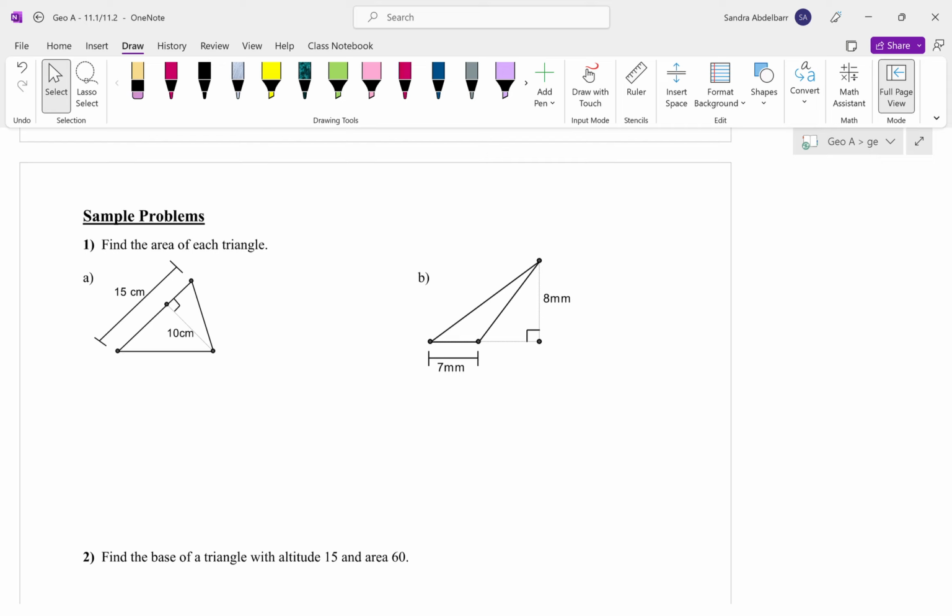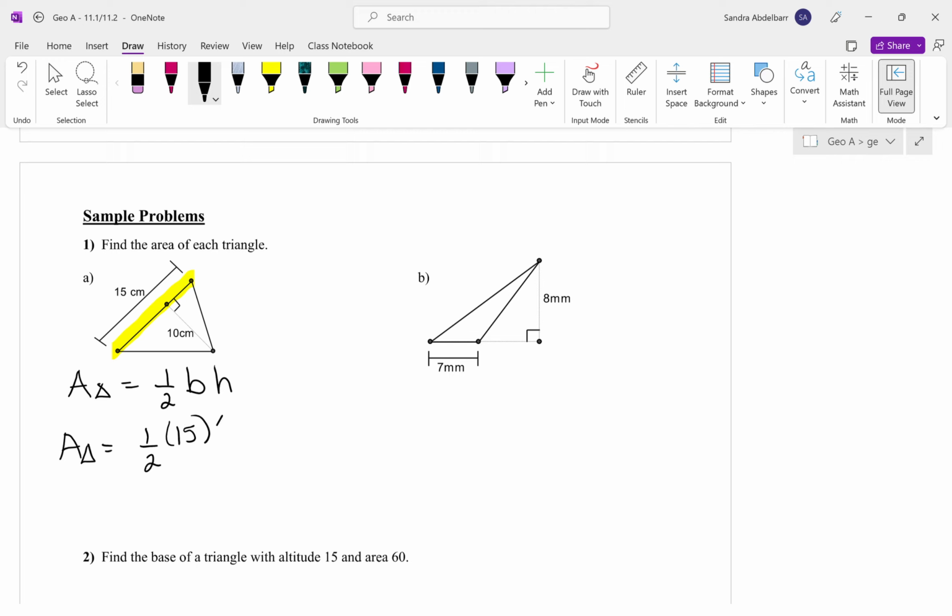So some students ask, well, how do you know which side the base is? The base is always the side the height connects to. So wherever that right angle meets, that side is then the base. And you don't want part of the base, you want the whole base. So area of a triangle is half base times height. My base is 15, my height is 10.